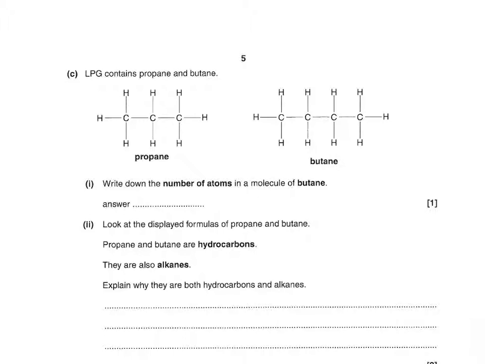LPG contains propane and butane. Write the number of atoms in a molecule of butane. So that is actually counting each of the symbols. So you've got 1, 2, 3, 4 carbons, and 1, 2, 3, 4, 5, 6, 7, 8, 9, 10 hydrogens. So that's 14 overall atoms.